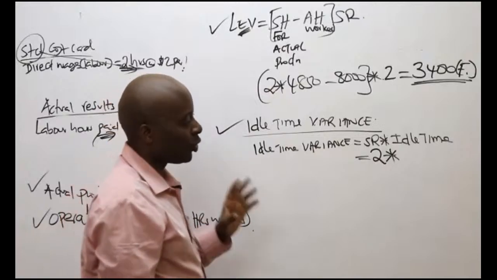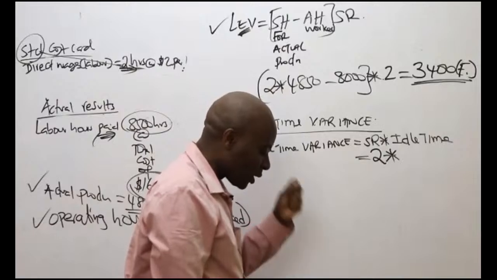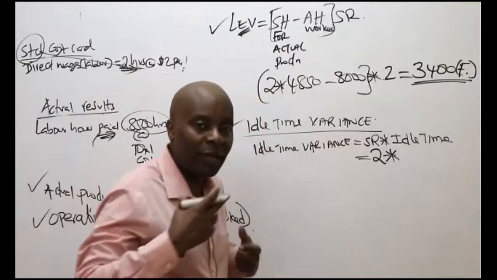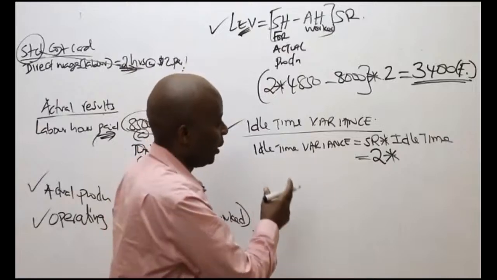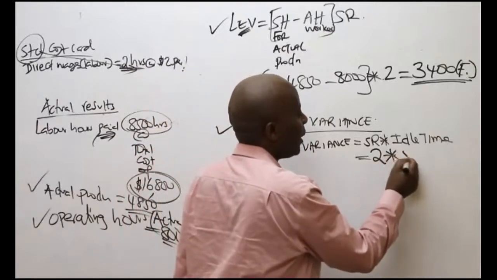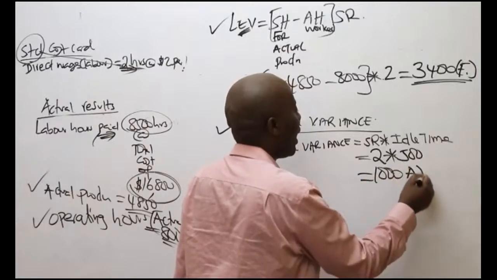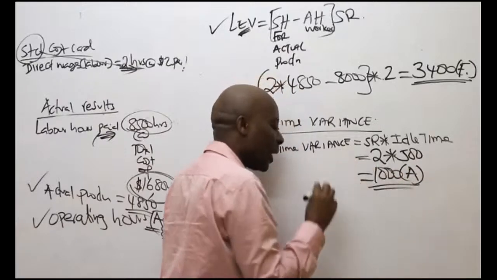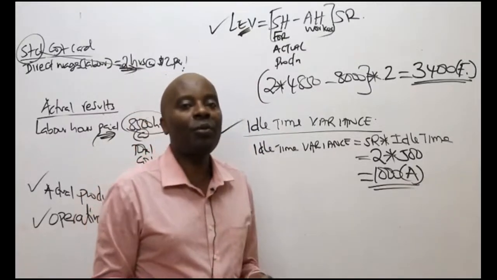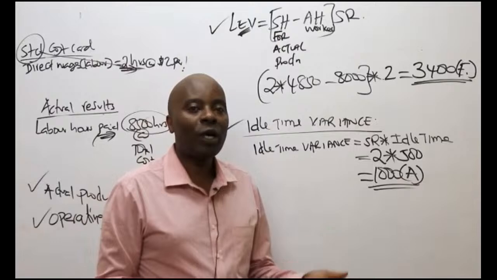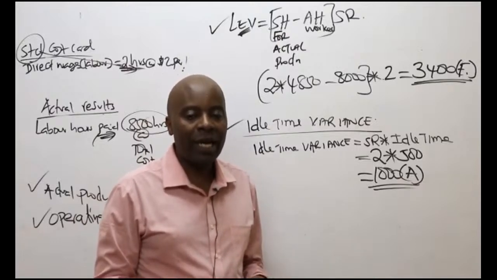So then we have here 2 times idle time. Remember, we paid these people to work for us for 8,500 hours, but they only gave us 8,000 hours. So I can see some room there of idleness. So we have here 2 times the idle time of 500, which gives us 1,000 adverse. Remember, all idle time variances are adverse. There's no employer who will be happy paying workers who are not working for him.